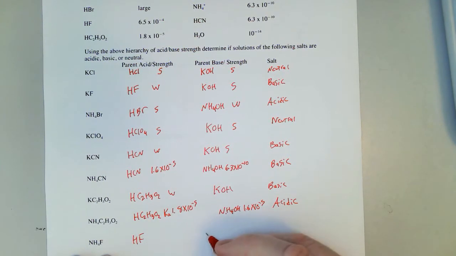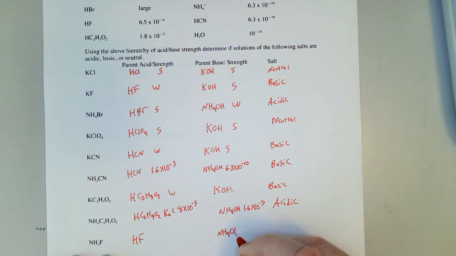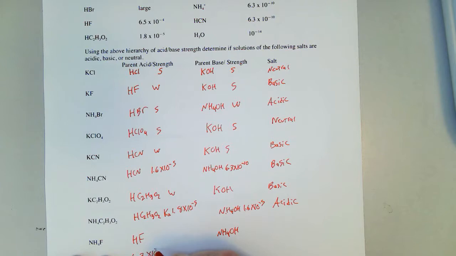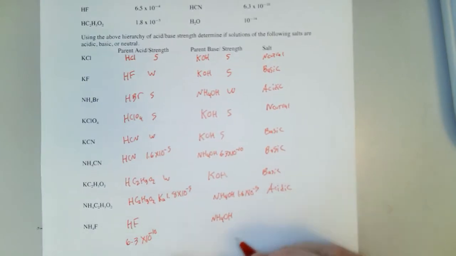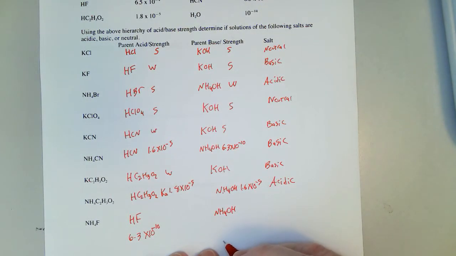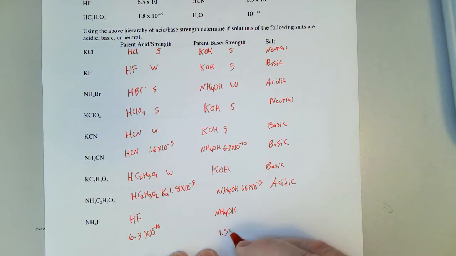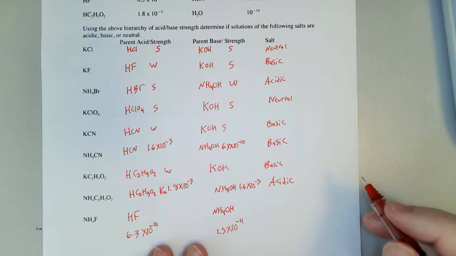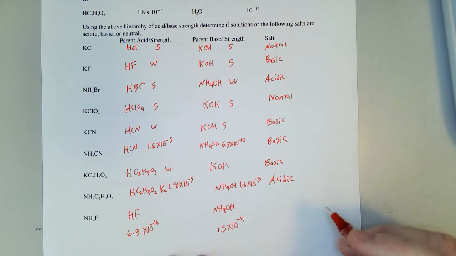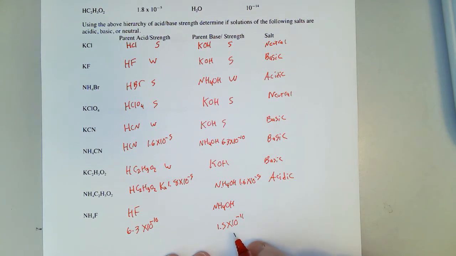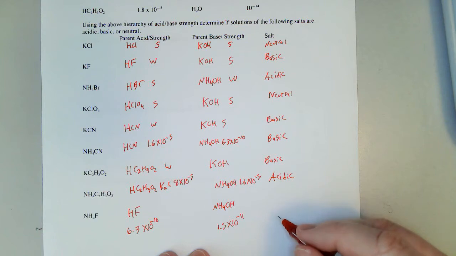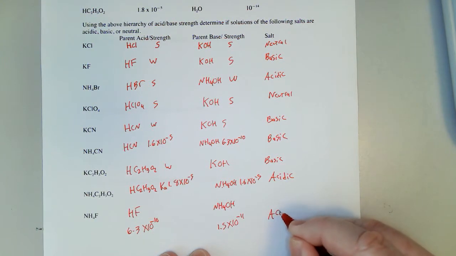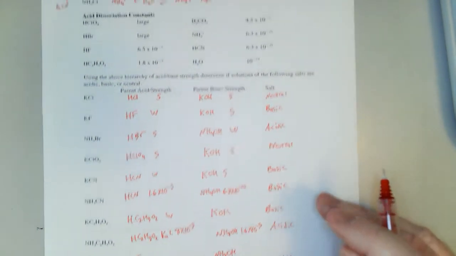HF is weak, NH4OH is weak. This is 6.3 times 10 to the negative 10th for the Ka, and then the conjugate 1.5 times 10 to the negative 11th. In this case, wow, so this is acidic. They're close.